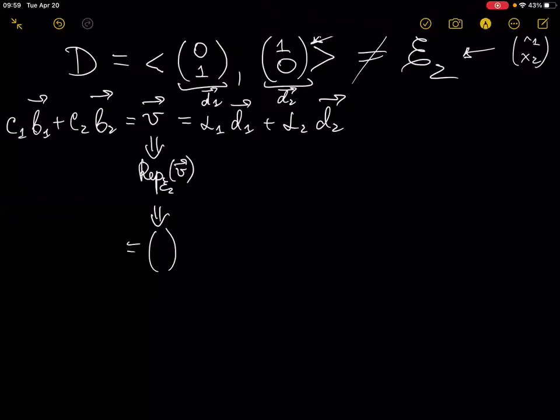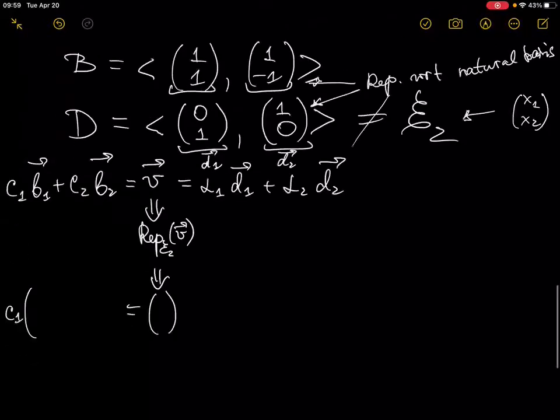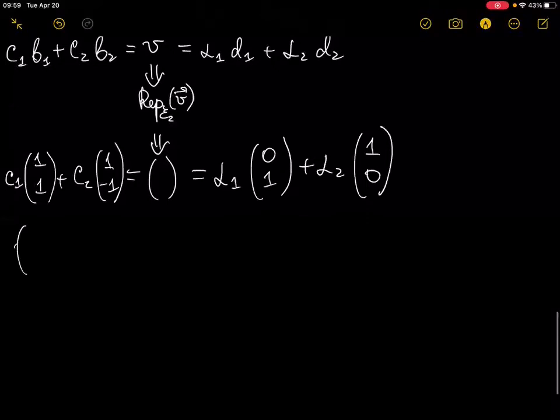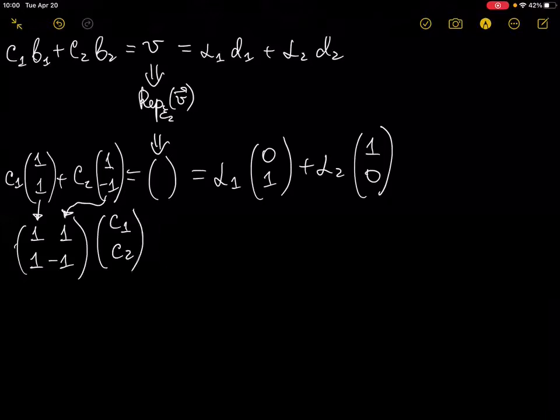Yeah, but here you will get C1 times (1, 1) plus C2 times (1, negative 1). From the other point of view, here you will get alpha 1 times (0, 1) plus alpha 2 times (1, 0), or you can write it as (1, 1). Pay attention, this representation of the first vector goes to the first column, (1, negative 1). Representation of the second vector goes to the second column, C1, C2, just because of the mechanics of multiplication of a matrix by a vector.